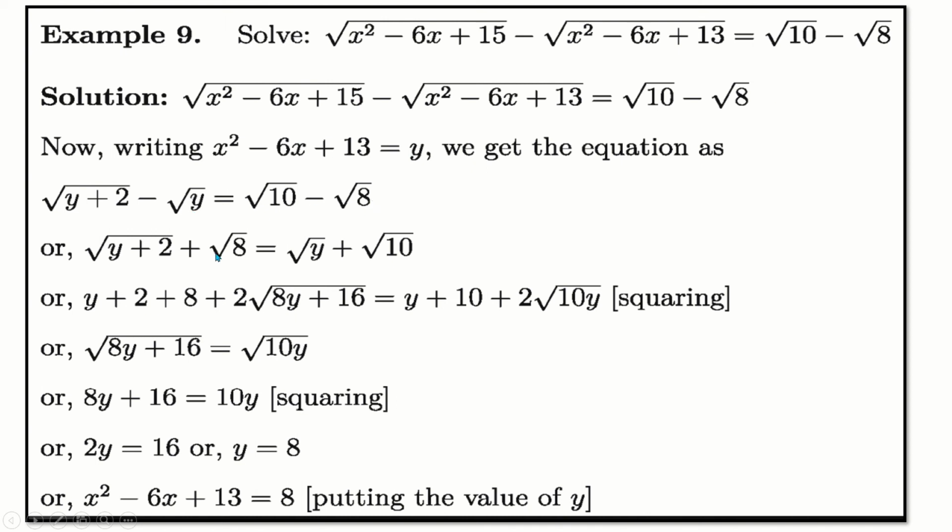Okay, now this converted to left side and this converted to right side. Now squaring on both sides we will get this. Here use the a plus b whole square formula. Now this equal to this, by again squaring, 2y is equal to 16 and y is equal to 8. But y is equal to x square minus 6x plus 13, so x square minus 6x plus 13 equal to 8.